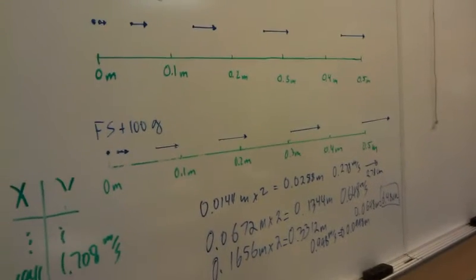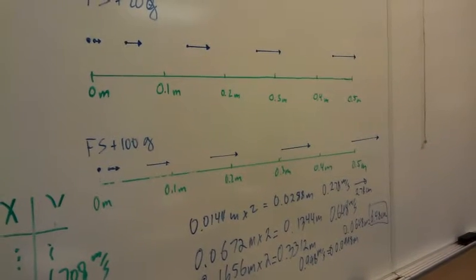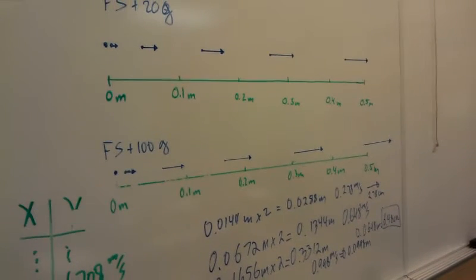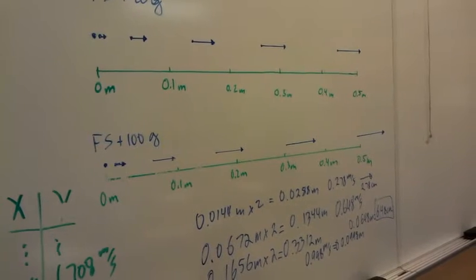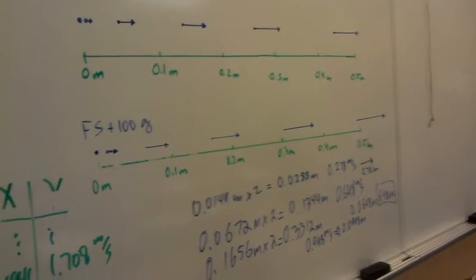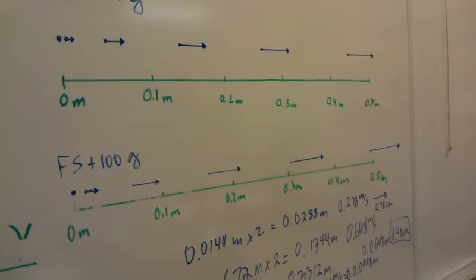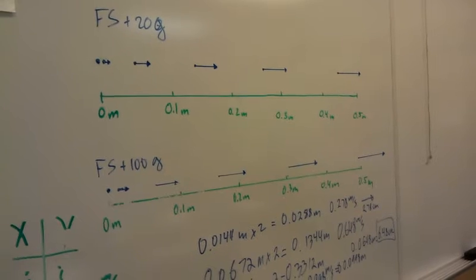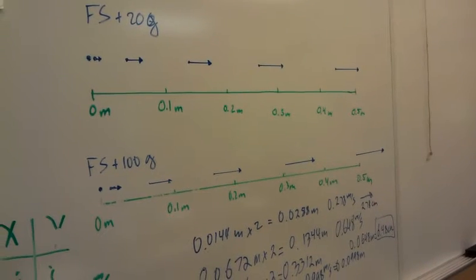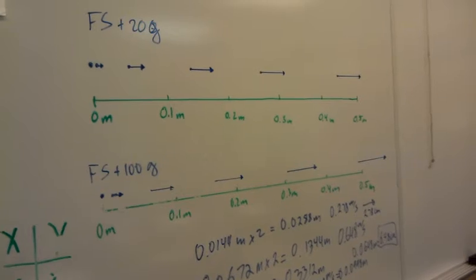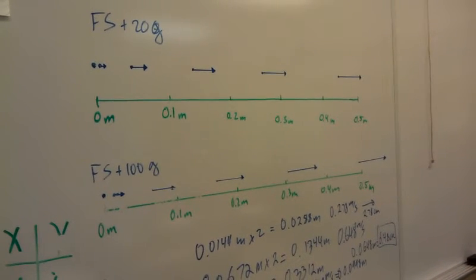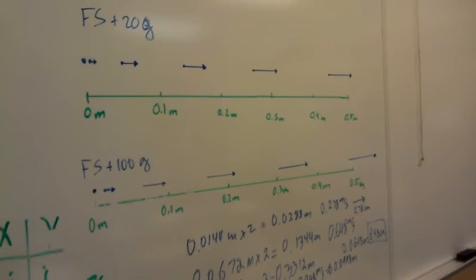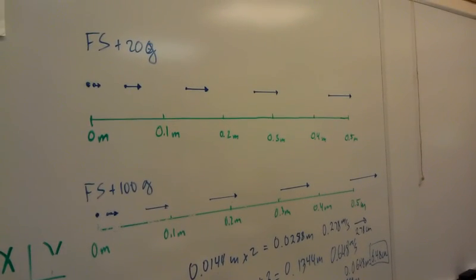In the diagram with force sensor plus 20 grams, the arrows are closer together and they're not as long. That means that the cart is not moving as far for each time segment, and is not moving as fast at the end of that time segment. The force sensor plus 100 grams is moving in such a way as to have the dots further apart, and each time it moves, it accelerates more, it speeds up more, so its speed is larger.